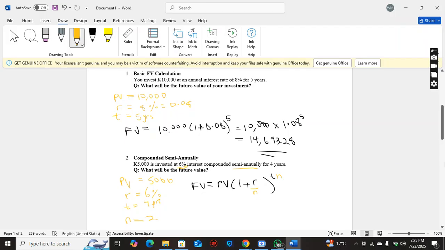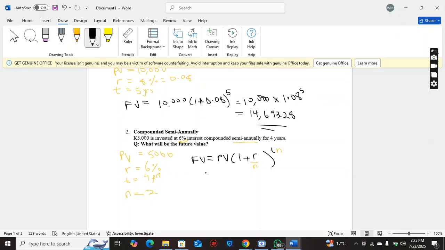So this is what we're going to do now. Tabulate. Our present value is 5,000, times 1 plus 6% divided by 2. We'll convert it into a decimal in the next line. Then the time, 4 years multiplied by 2. So here we're going to have 5,000, open brackets, 1 plus 6% divided by 2, that is 3%. 3% in decimal form is 0.03. 4 times 2, that is 8.